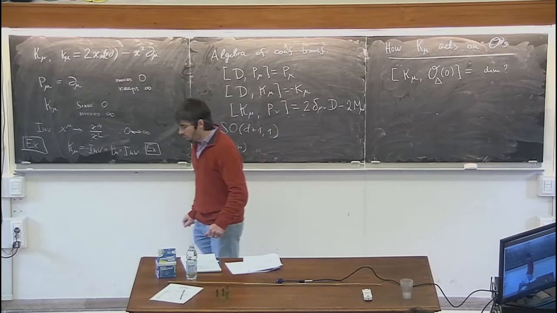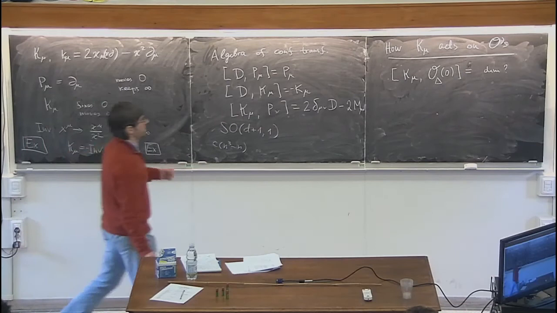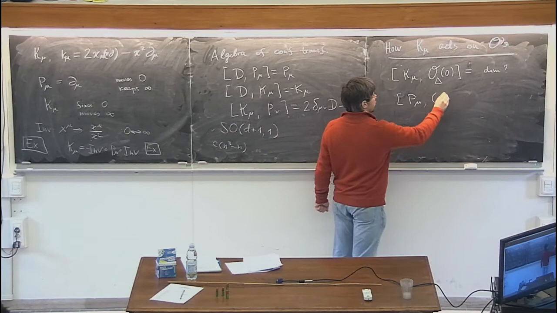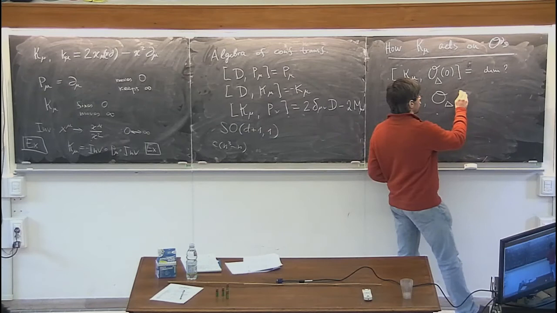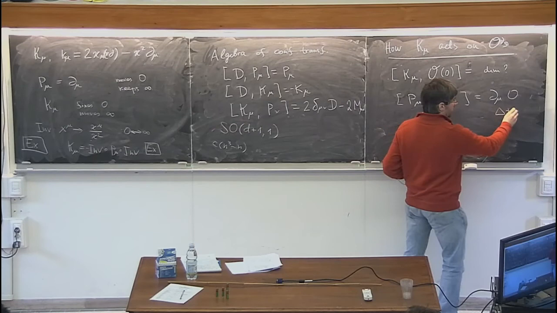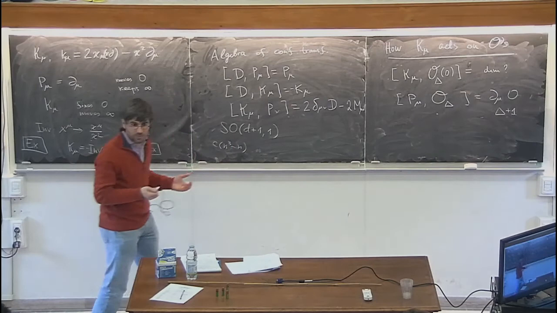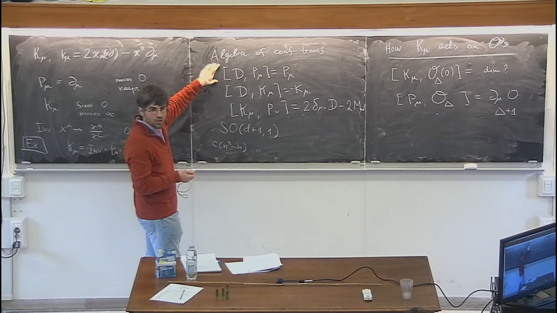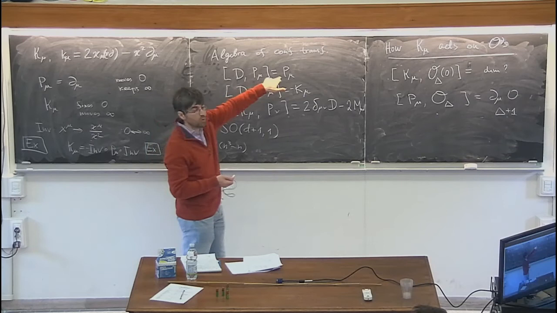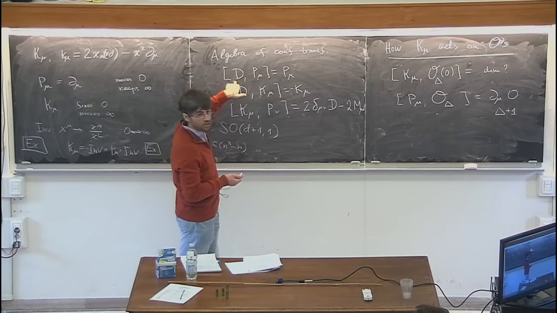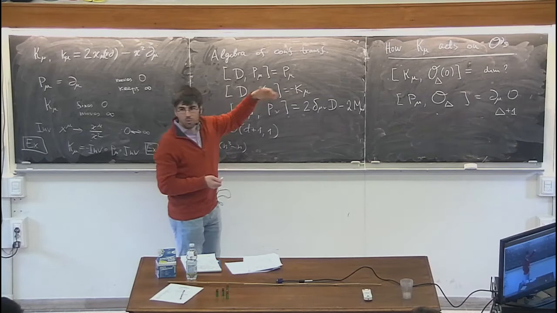So, by analogy, if I take a field of dimension delta and act on it with p mu, then I'm going to get d mu o, and d mu o has dimension delta plus 1, right? We know this without doing any calculation. But how do you see it from the algebra? Well, you see it from this commutation relation. The fact that p mu is an eigenvector of the dilatation generator with eigenvalue 1 means that p mu raises the scaling dimension of the field by 1.